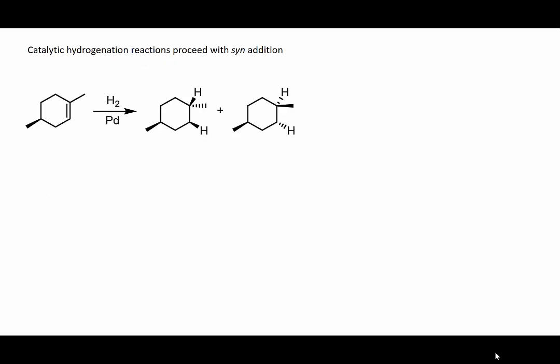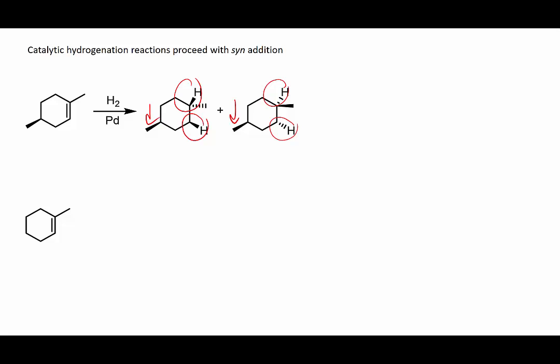An important factor of catalytic hydrogenations is that they will proceed in a syn addition manner, just like hydroboration oxidation reactions will. So if we're adding hydrogen across these bonds here, we have the hydrogens being on the same face in both cases. This will actually generate two different diastereomers, because this stereocenter stayed the same while the other one changed. So this is important in some situations.